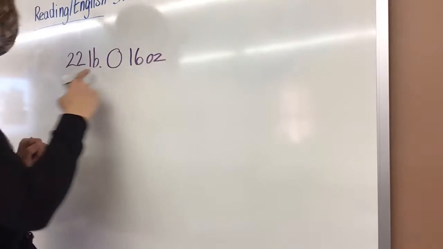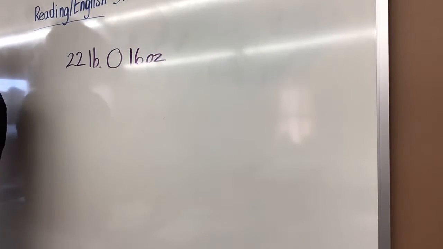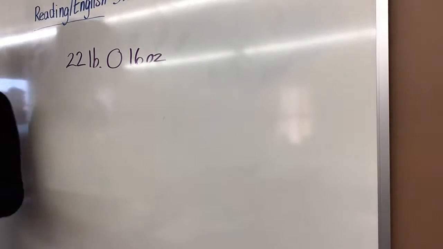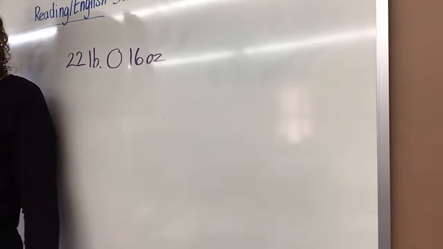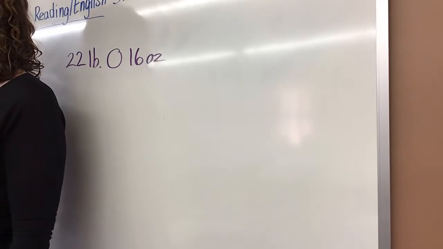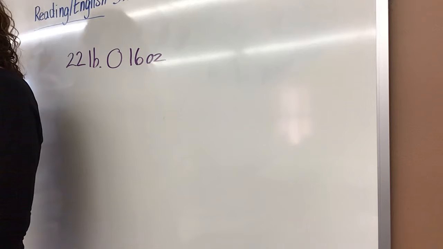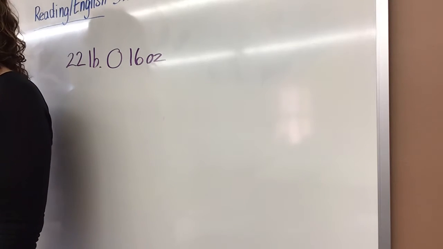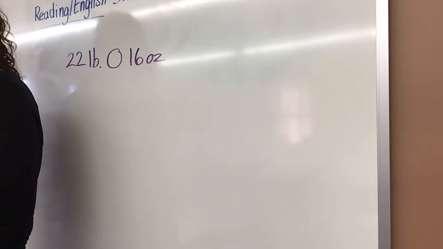All right, so it says 22 pounds on one side and 16 ounces. One of you was already asking me, what is 22 pounds in ounces? Do you really even need to figure that out? No. Do you even know how to figure it out? 22 times 16? No, we haven't learned that.